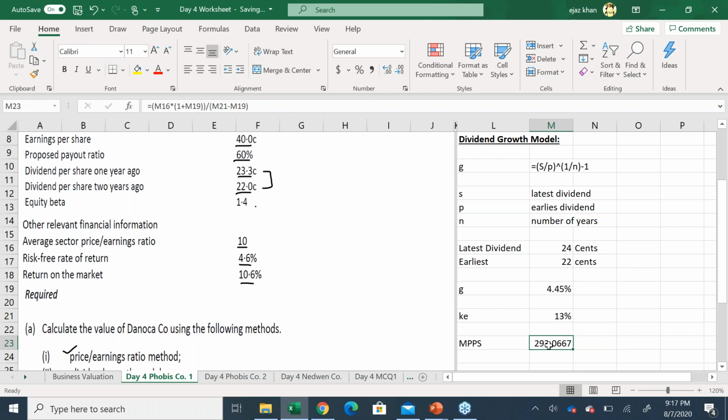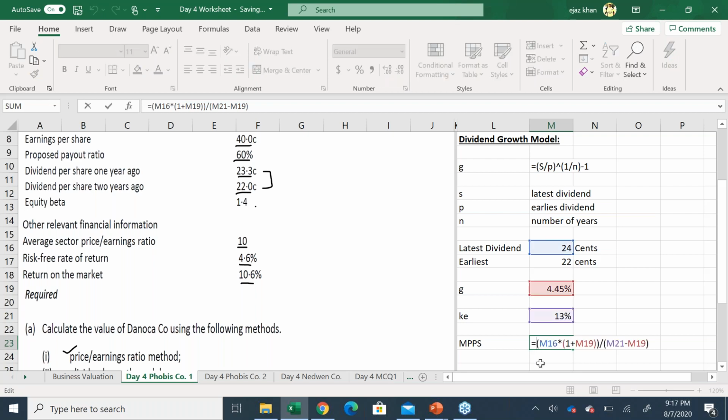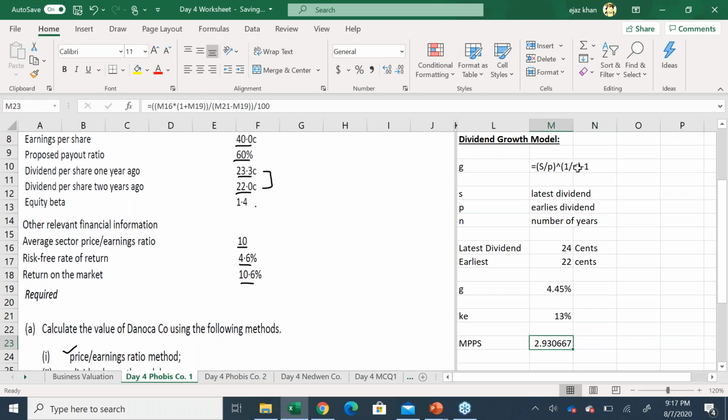$2.93. 2.93 cents. Let's divide this whole figure by 100 to get it in dollars. 2.93, up to 2 decimal places, it will be $2.93.